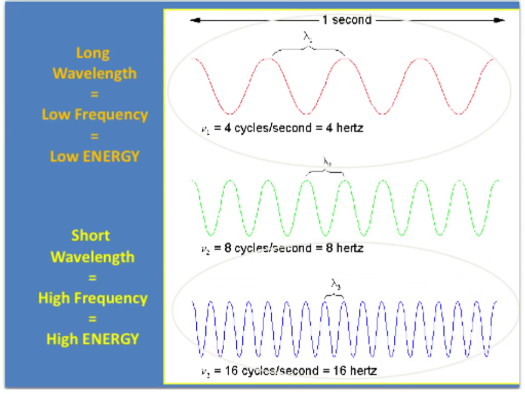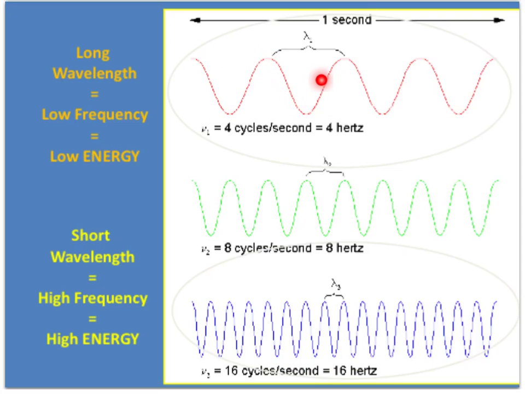So now we're going to look at the relationship between wavelength, frequency, and energy. In the first wave we have 4 cycles, which is 4 hertz. In the second wave we have 8 cycles, which is 8 hertz. And in the third wave we have 16 cycles, which is 16 hertz. So we have our wavelength.